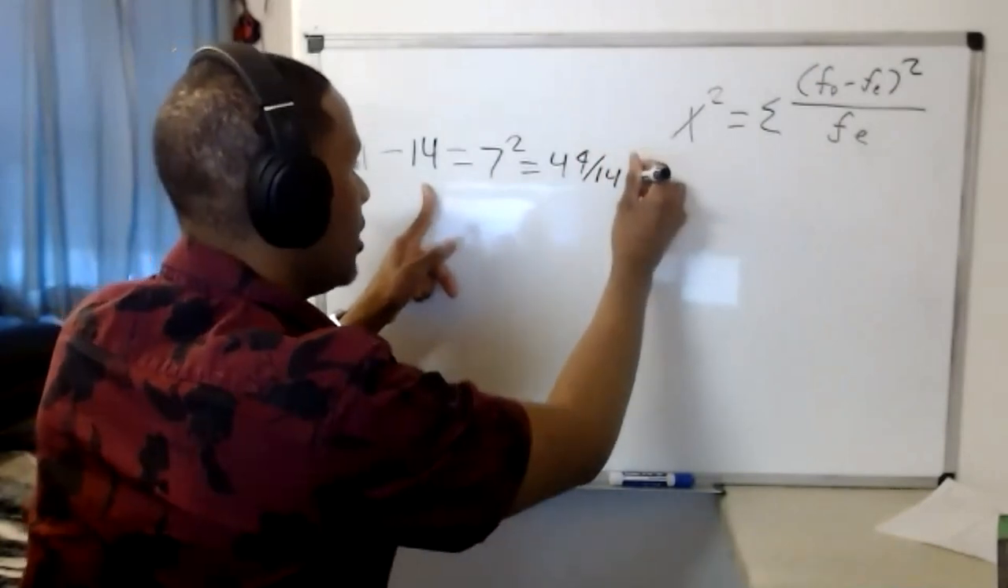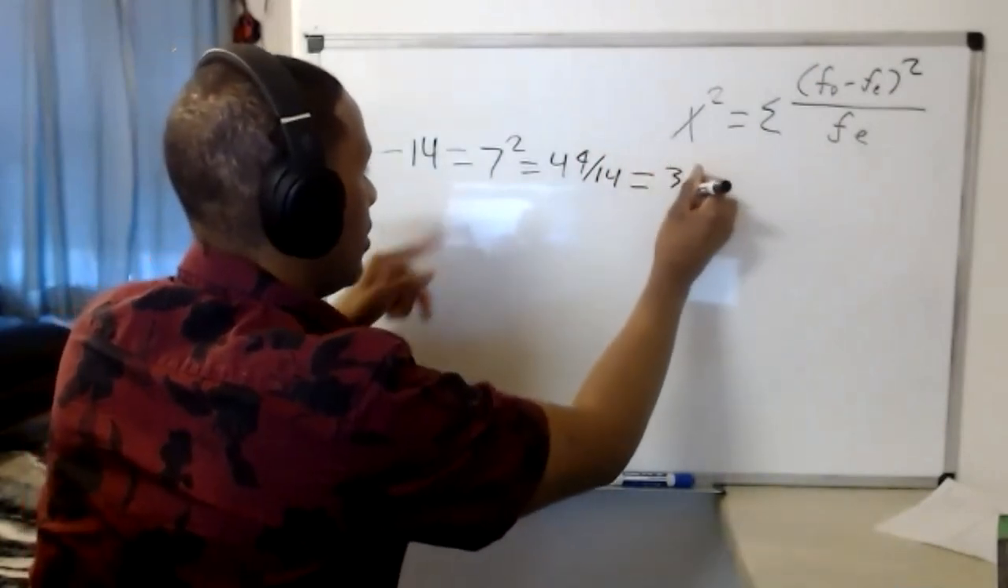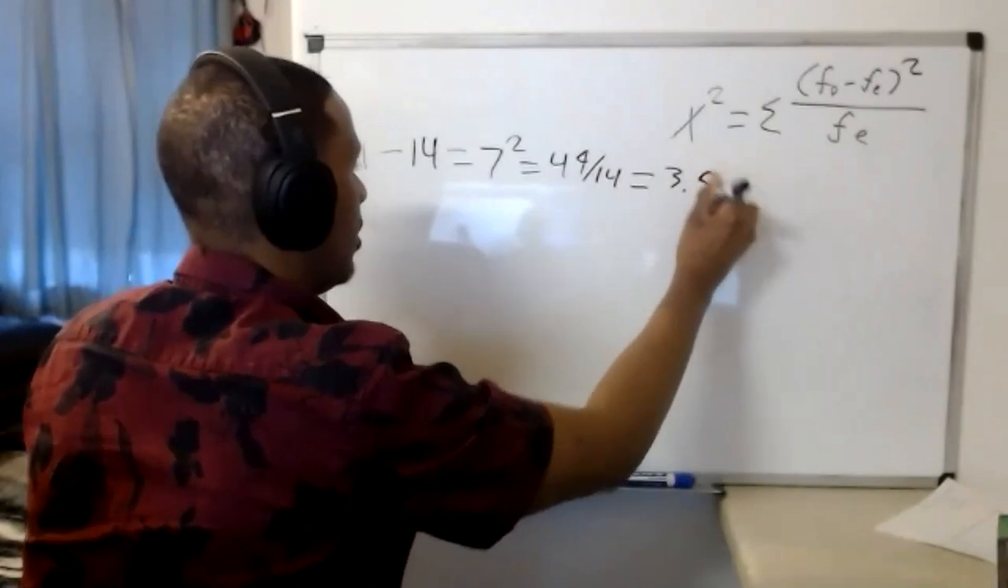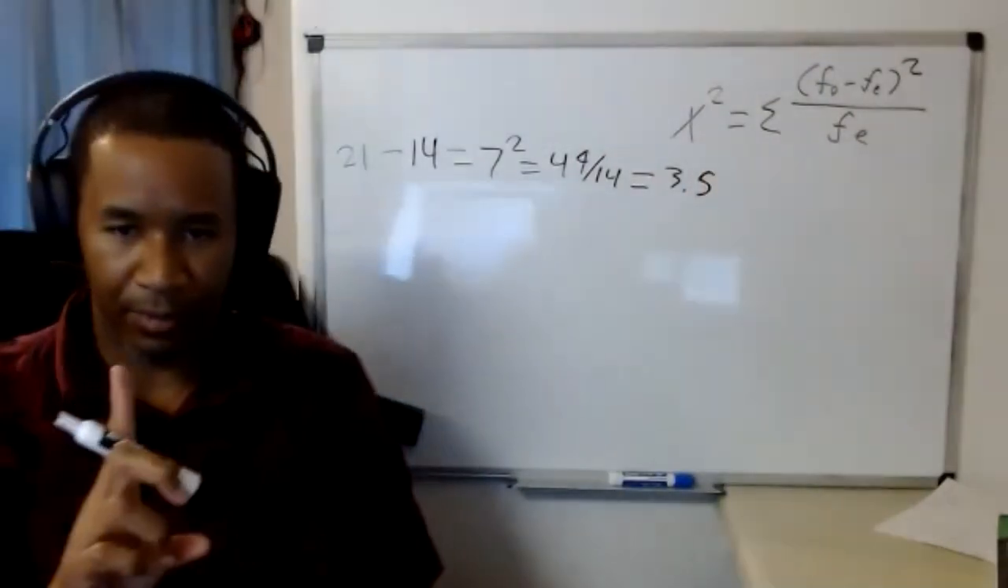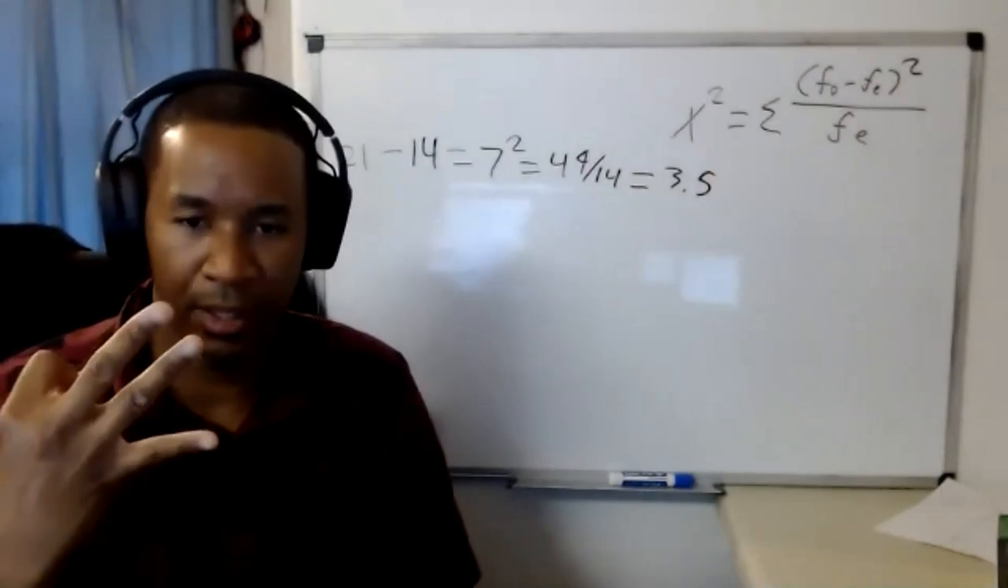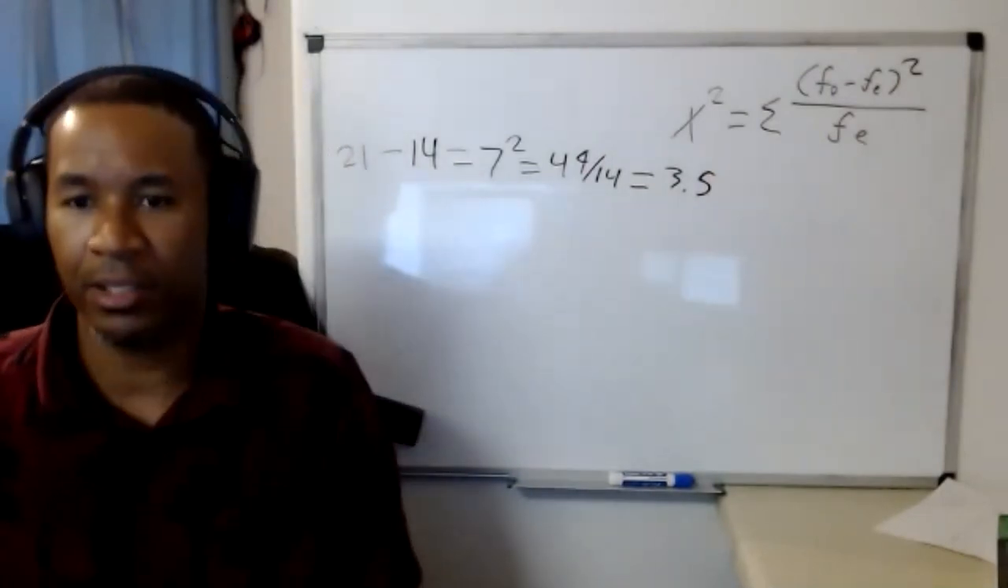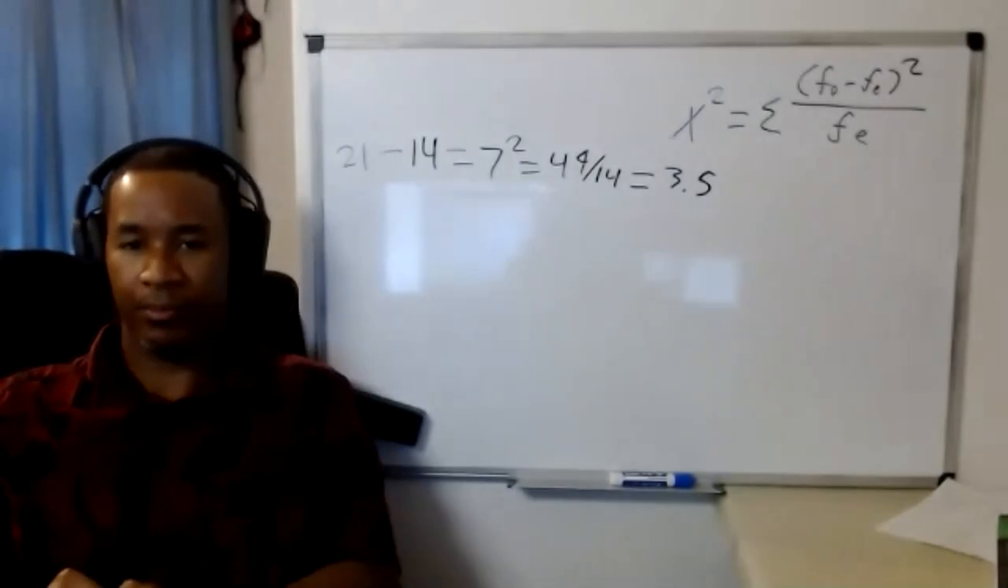49 divided by 14 gives me 3.5. I did it for the first cell. You now need to do it for the other 3 cells. Does everybody understand what you need to do here?